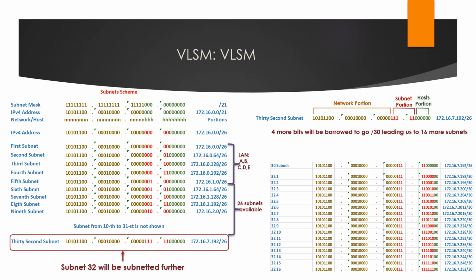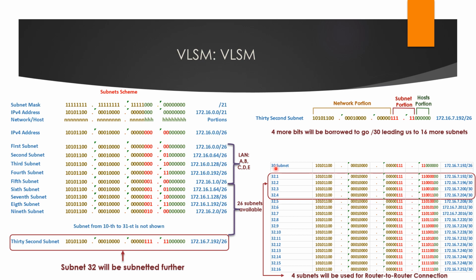and by creating those 16 more subnets, let's see the subnets that we will be able to create. So as I mentioned, we will borrow 4 more bits, and we will create 16 subnets, and here will be the IPv4 address for each subnet that will be created by borrowing those 4 bits. And as you can see, the subnet mask went from /26 to /30, and at those subnets we will use the first 4 for the router-to-router connection at our corporate network.